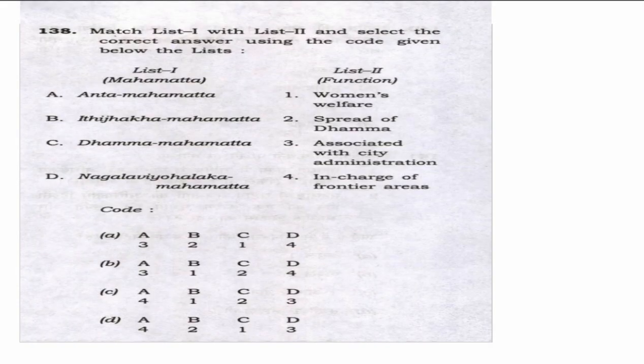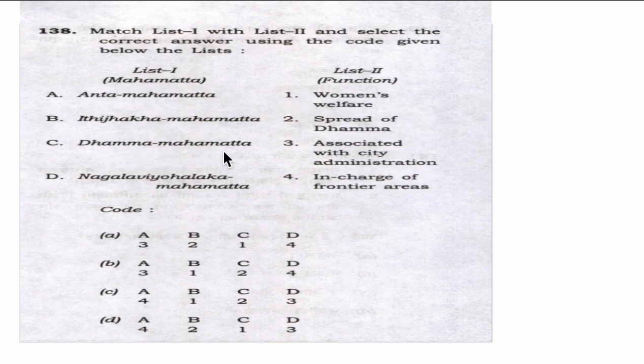Now coming to the 13th question. To match the following, these are all Mahamattas and these are the functions. Anta Mahamatta is an officer who takes the responsibility of security of the frontier forts. So the fourth option is the correct match. He is in charge of frontier areas. Next is Itijhaka Mahamatta. These are the officers charged with women welfare. So option 1 is the correct match.